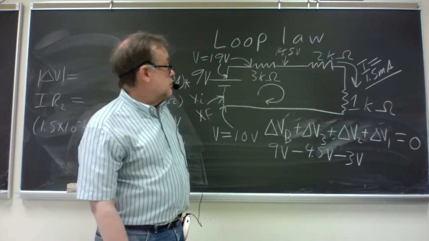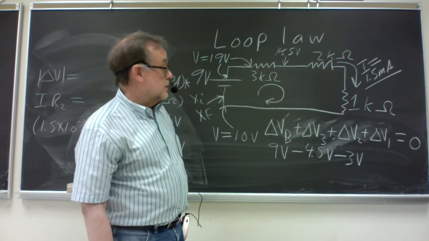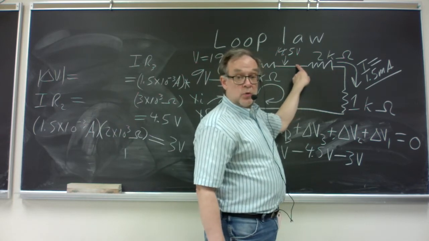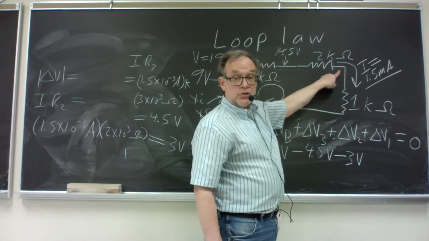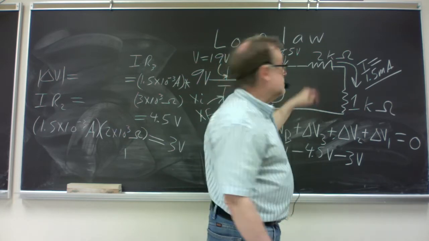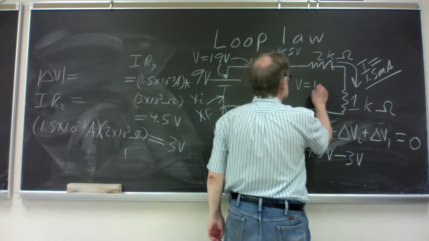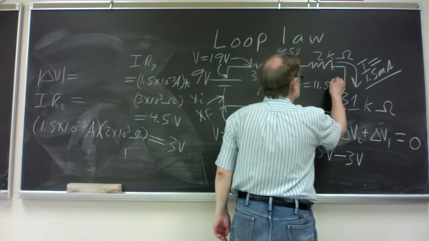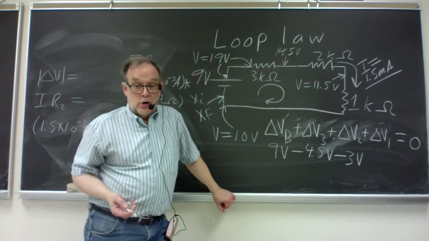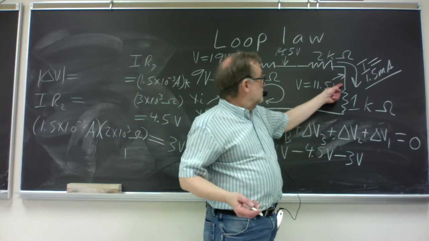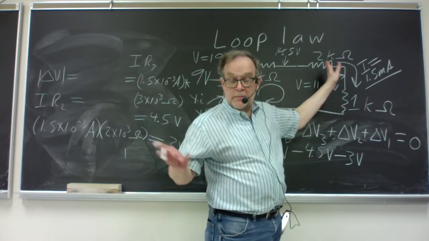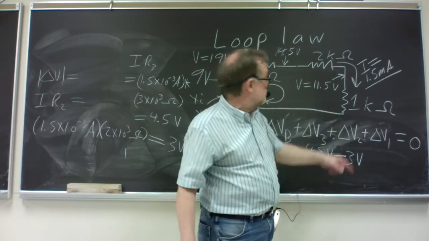So the potential change through the 2 kilo ohm resistor is a drop of 3 volts. So the potential here is 3 volts less than it was here. So here, the potential must be 11.5 volts, 3 volts less than this. And again, since it's ideal wire, all points from here to here are connected by nothing but ideal wire, so they're all at the same potential.